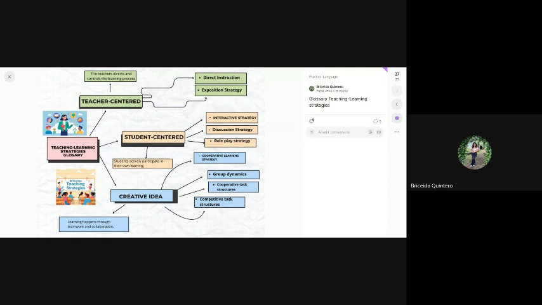It's like the teacher and the student working together, and also the students can work together in groups. Learning happens through cooperation, interaction, and sometimes competition, with each member contributing to the group's outcome.